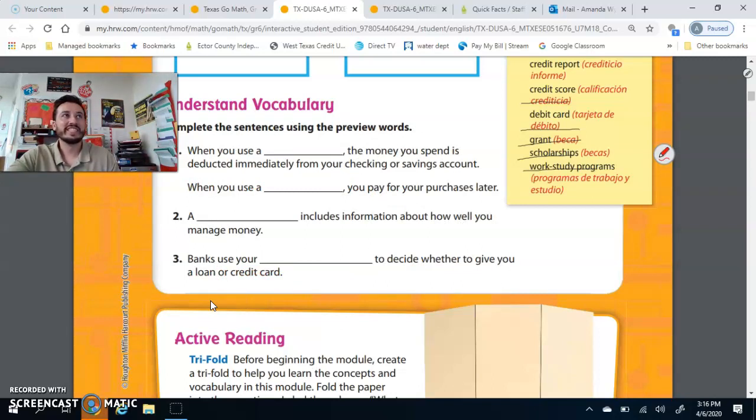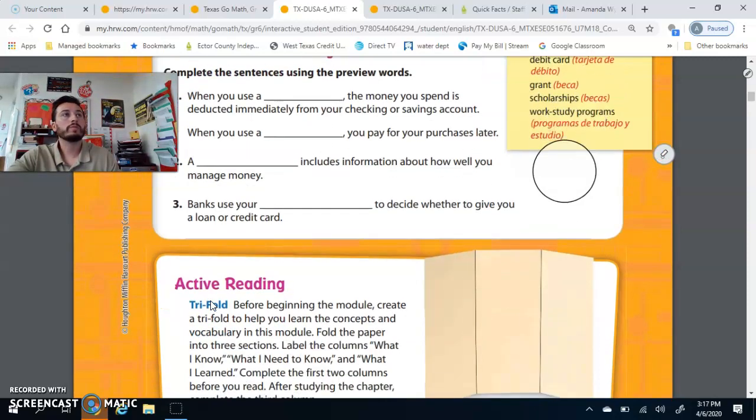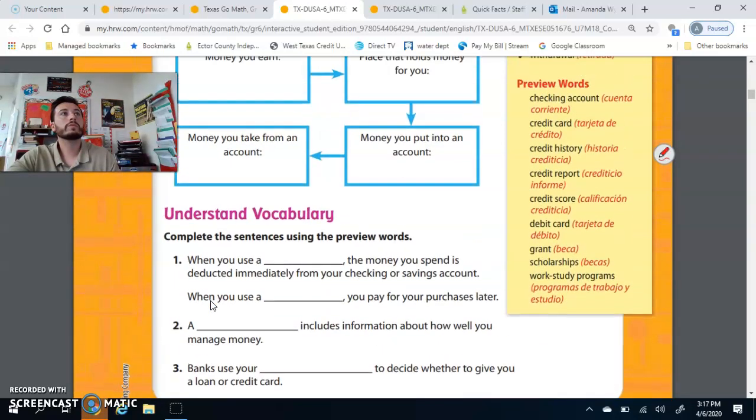Okay, understanding the vocabulary, we're going to be using some of the words on the far right side. Can you scroll down a little bit so we can see those words? Okay, the words you see there on the preview are the checking account, credit card, credit history, credit report, credit score, debit card, grant, scholarships, work study programs. We're not using all of those, obviously. We have only 4 blanks, but those words will be used throughout the unit.